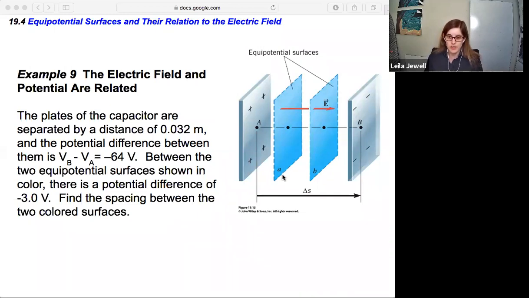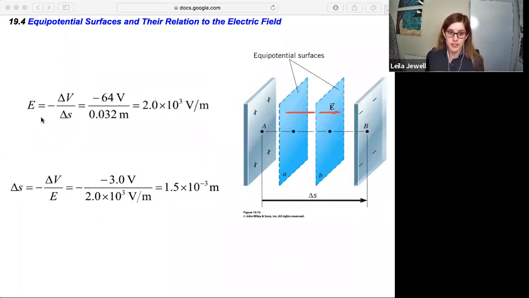So we're trying to figure out, okay, we know the total spacing, delta S, is 0.032, but what about this much closer spacing between the two plates here? What is that? Well, the key here is that even though the potential difference is going to be different depending on where you are, we know that it goes from being negative 64 over the entire difference and only negative 3 between these two plates, the electric field is uniform on the inside. So we're going to take advantage of that in solving this problem.